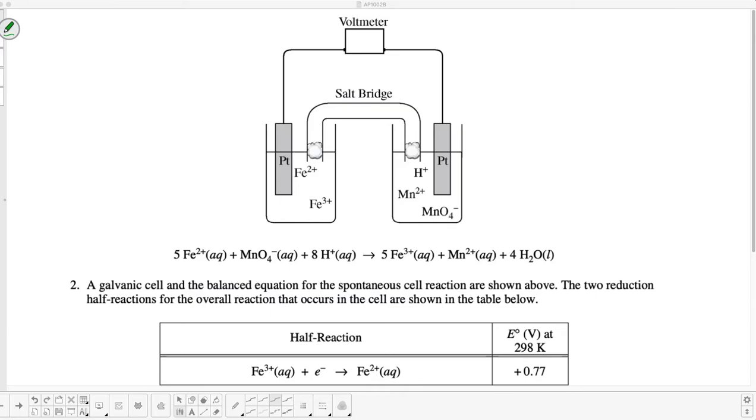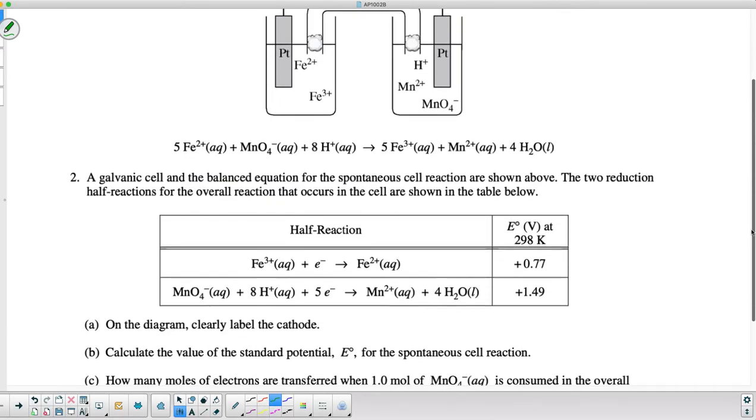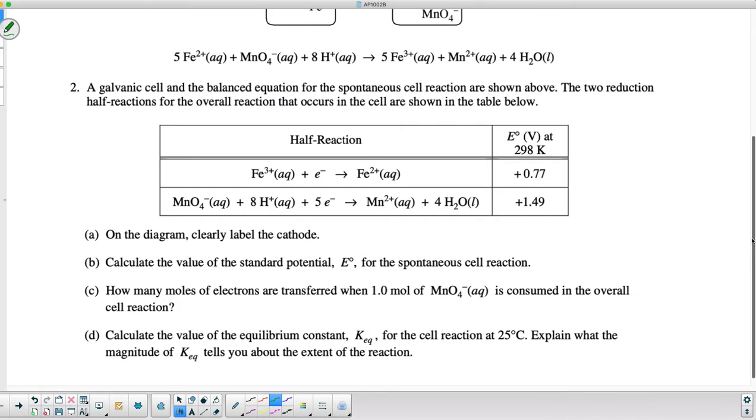So this says a galvanic cell and the balanced equation for the spontaneous cell reaction are shown above. So it gives you the balanced equation, which is nice because normally that's something you have to solve for. The two reductions, the half reactions, for the overall reaction that occurs in the cell are shown in the table below. On the diagram, clearly label the cathode.